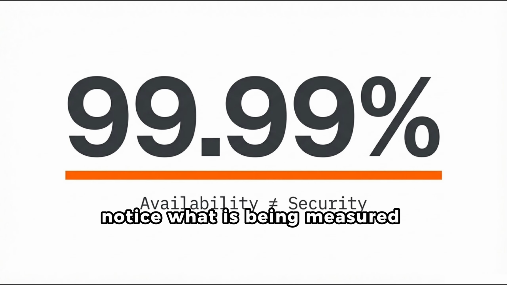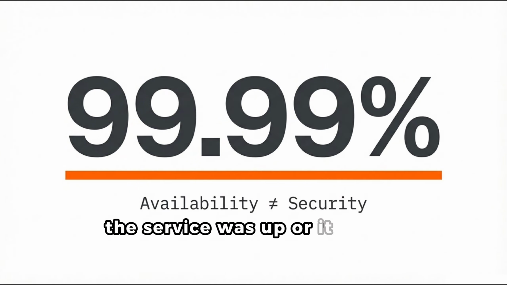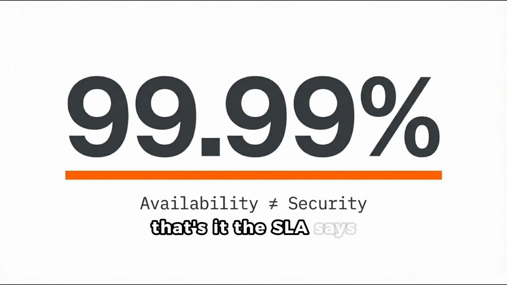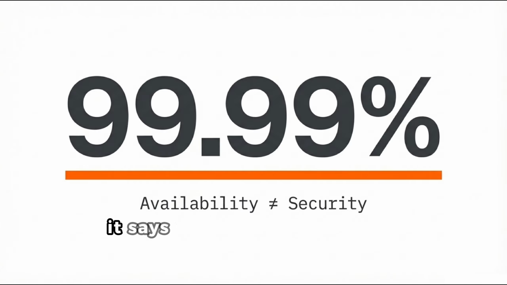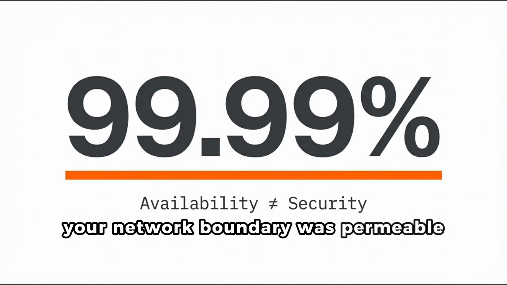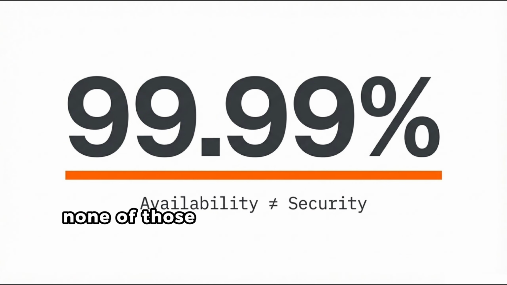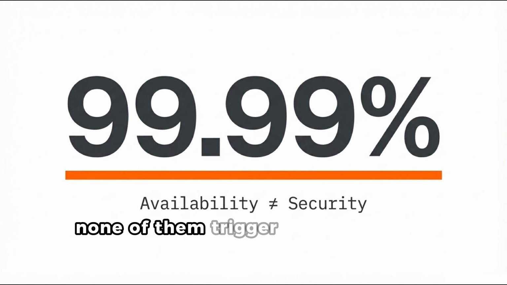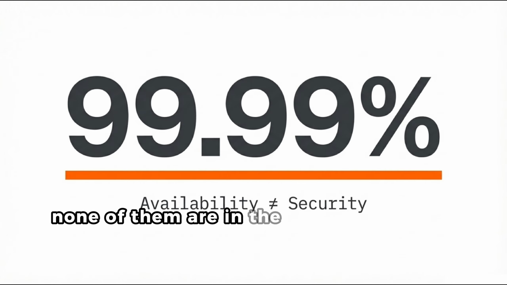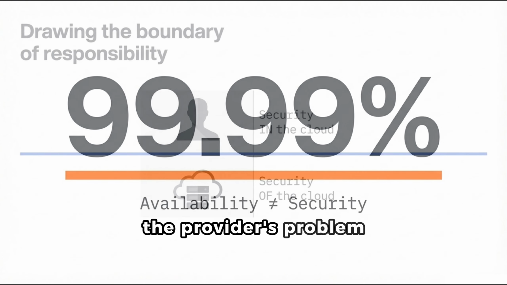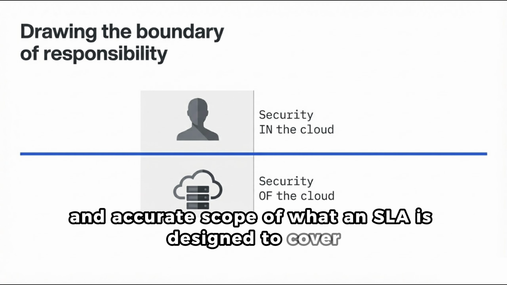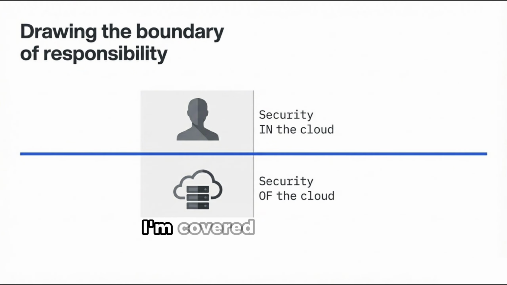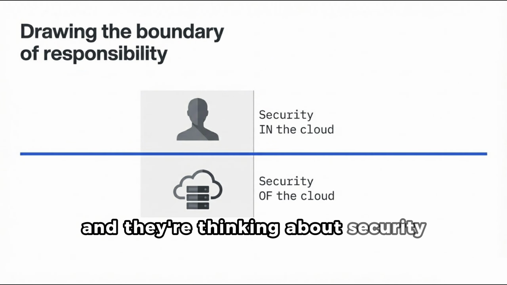Notice what is being measured: availability. The service was up, or it wasn't. That's it. The SLA says nothing about whether your data was readable by another tenant. It says nothing about whether a side-channel attack was theoretically possible. It says nothing about whether your network boundary was permeable in a way you didn't anticipate. None of those things affect the uptime percentage. None of them trigger a service credit. None of them are, in the strict contractual sense, the provider's problem. This isn't deception. It's the honest and accurate scope of what an SLA is designed to cover. But it means that when an engineer says, "I'm covered by the SLA," and they're thinking about security, they're misreading the document entirely.